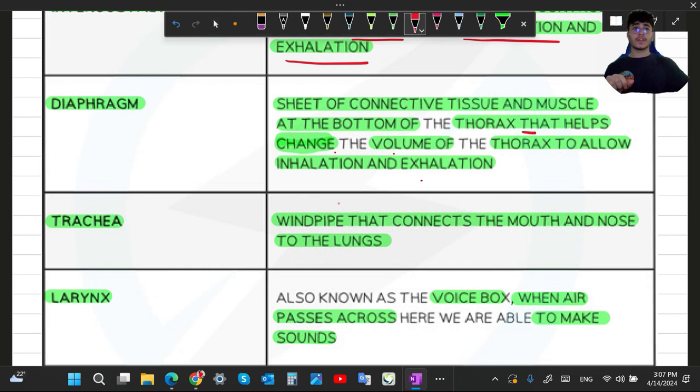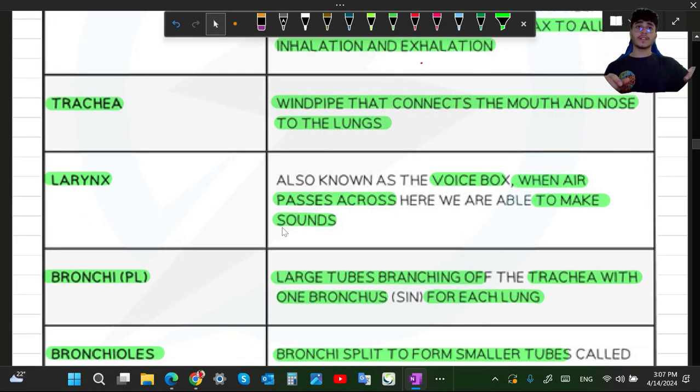Trachea is a windpipe that connects the mouth and nose to the lungs. Trachea starts at the interconnection between your mouth and your nose. The trachea connects both the mouth and the nose to the lungs. It's the interconnection in between. Larynx is also known as the voice box, which makes sounds when air passes across. So the voice box is actually located in the larynx, and when air passes in, the larynx helps the voice box to make sounds.